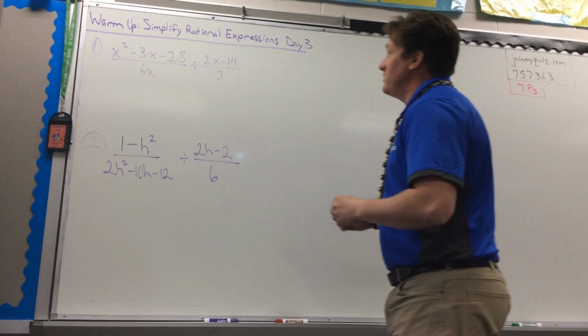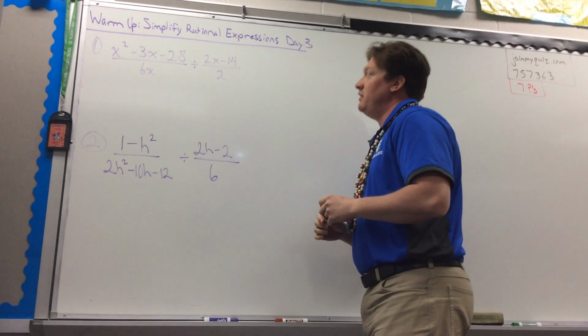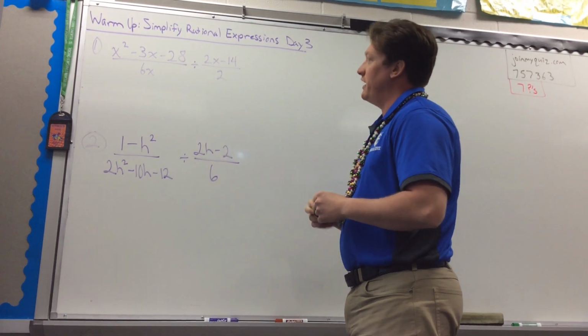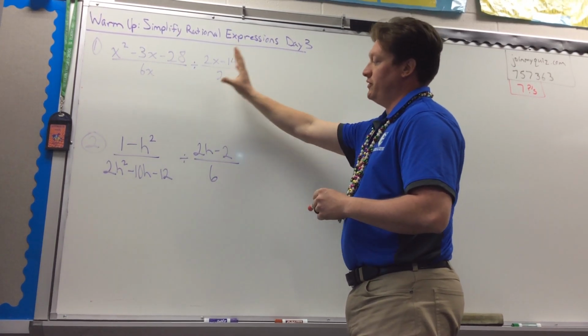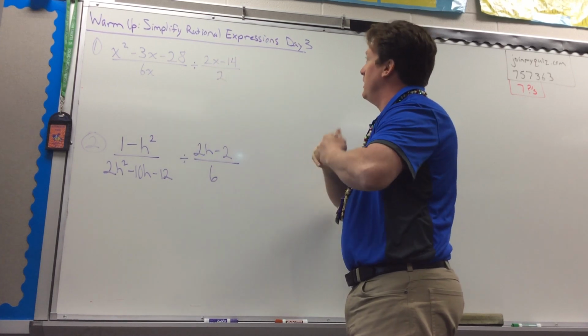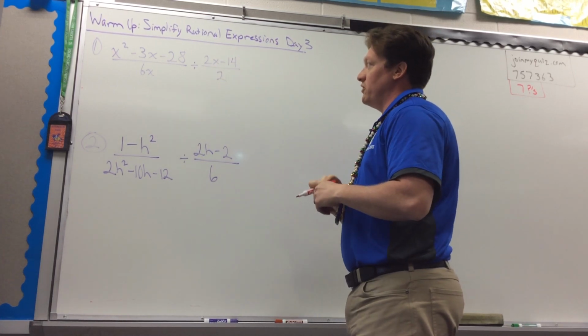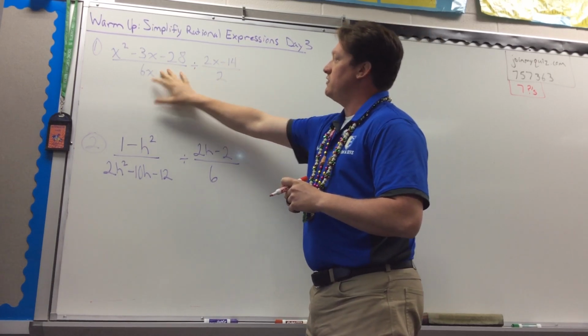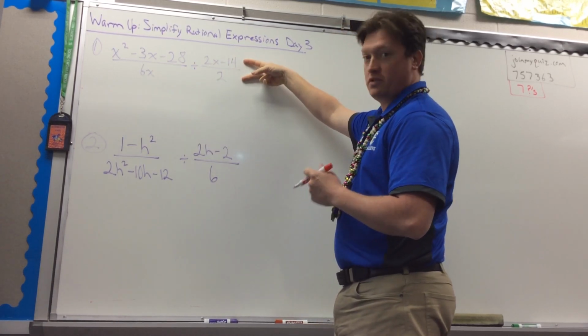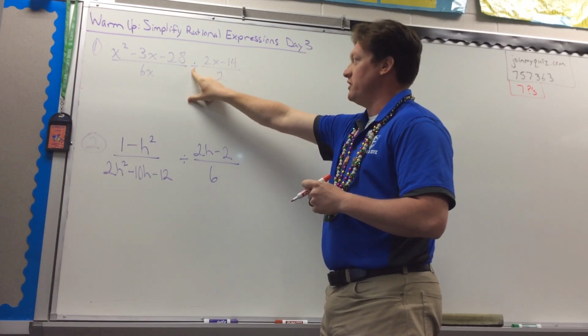Okay, our warm-up for today, simplifying rational expressions, day 3. Day 2, we did multiplication. Day 1, we just simplified normal fractions. So here we're doing division of fractions. We want to make sure that we understand our rule. We can't divide fractions, so we keep the first fraction, we flip the back fraction, take the reciprocal, and change the division to a multiplication sign.